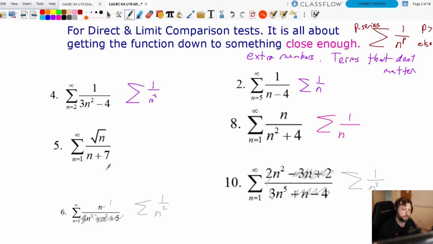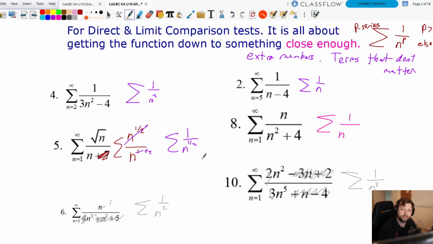Now, I saved 5 for the last one because it's a square root, and you're like, well, what do I do to that? Okay, you cancel out, first, this 7, gone. But then you have that square root of n over just an n. Now remember, that's the same thing as n to the 1/2 power over n to the 1 power. So I can cancel out a half of an n on the top and bottom, and you're just left with a half of an n on the bottom.